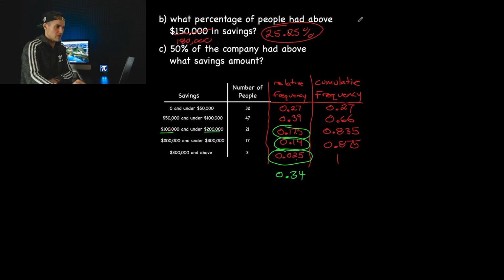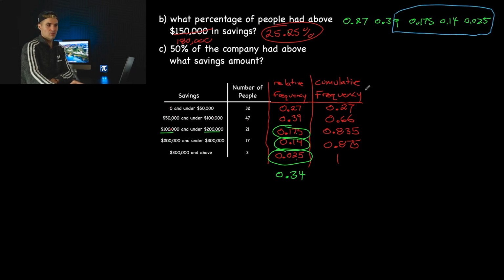Okay, does that make sense? So let's take these relative frequencies and show them horizontally, maybe that will help. So 0.39, 0.175, 0.14, and then 0.025. Okay, so what's happening here is we need 0.5 on this side right here, and then the other 0.5 is going to be on this side.